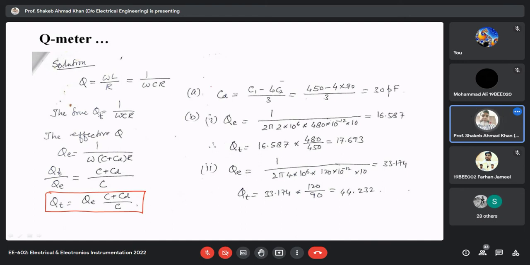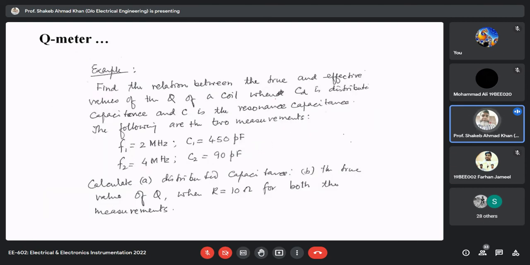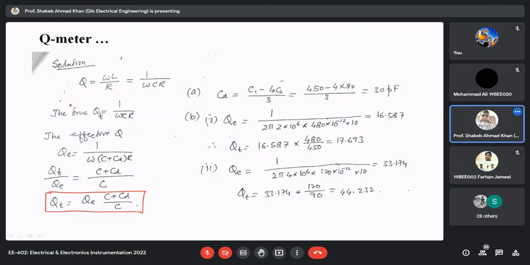Now I'm coming to the numerical problem. I'm coming to the formula through which we can measure CD, which is equal to (C1 minus 4 C2) upon 3, and all these values are given here. So this way, you can see the distribution capacitance is 30 picofarad.